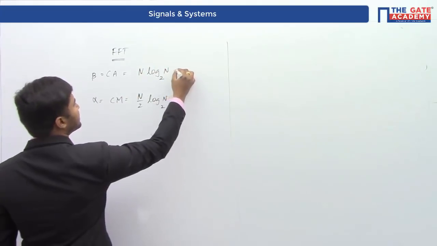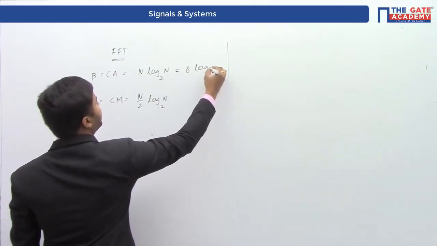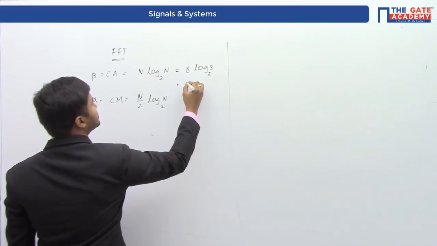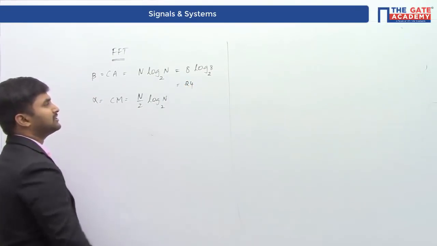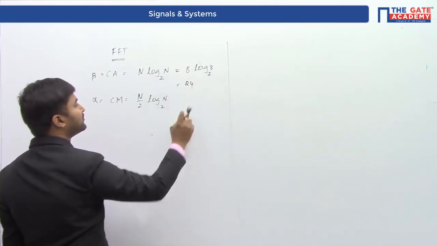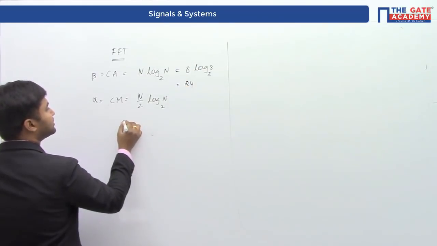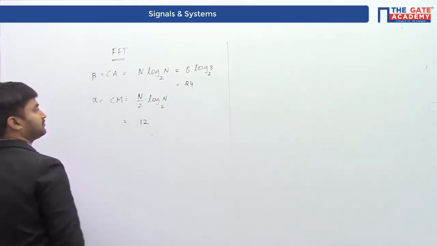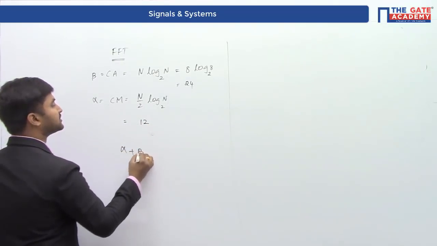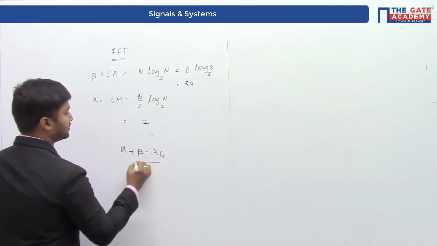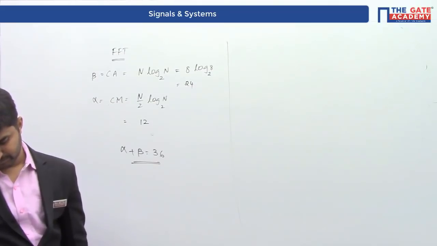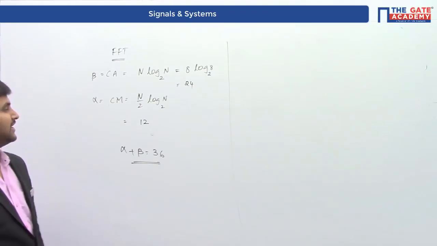If that is the case, you're going to have 8 log 8 to the base 2, which is going to be 24. Because here you're going to have 2 power 3, so 3 comes outside, it's going to be 8 into 3, which is 24. If that is the case, here you're going to have the value which is 12. So the value of alpha plus beta is equal to 36. Right?